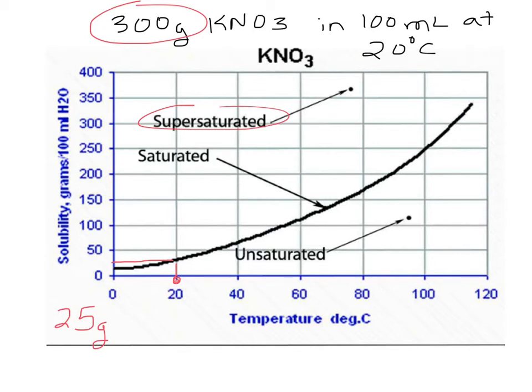If, however, I had said it was holding 20 grams at 20 degrees, you would say it's unsaturated, because it can hold 25, so it could actually take 5 more grams. And if it was exactly 25 grams, then you would say it's saturated. Now, there's a difference between supersaturated and precipitate. Let me show you what I mean.